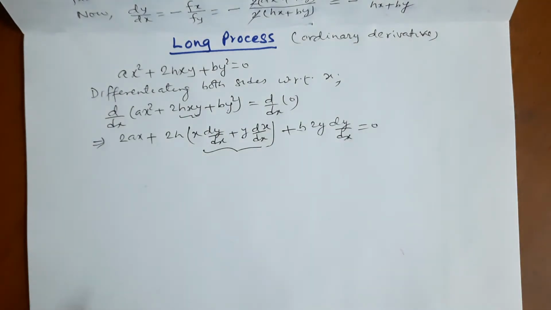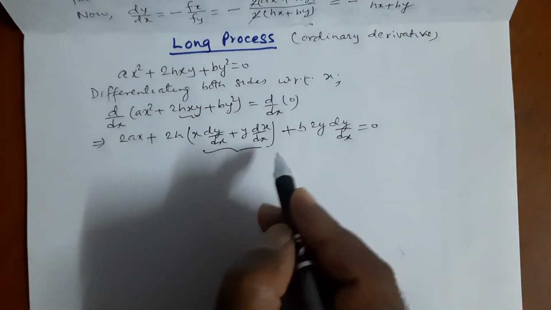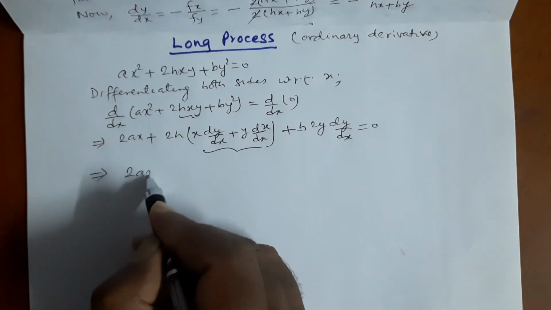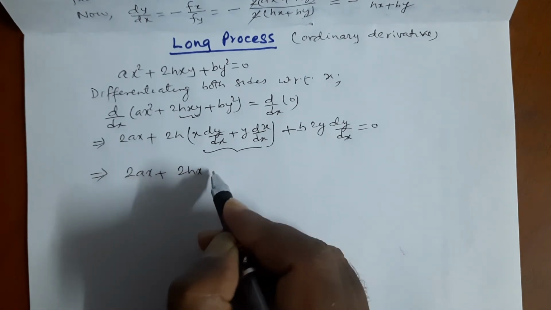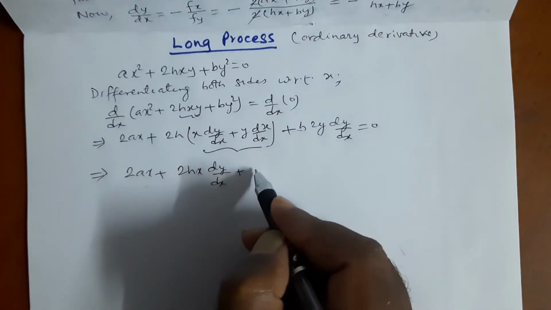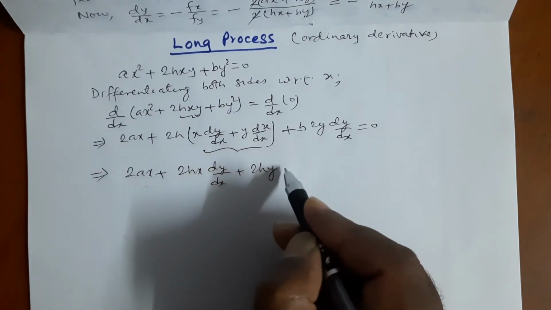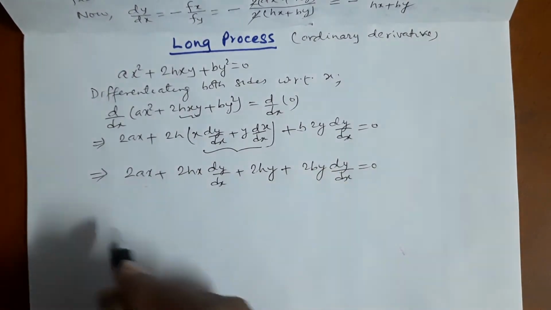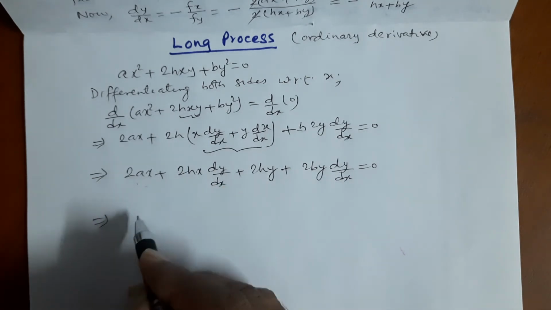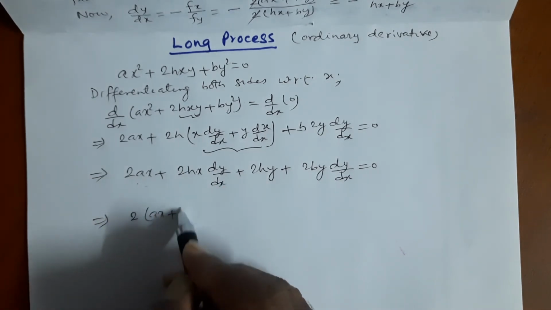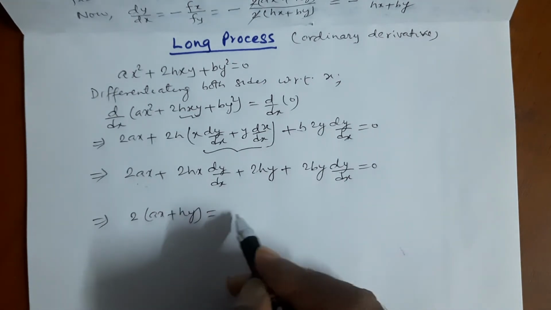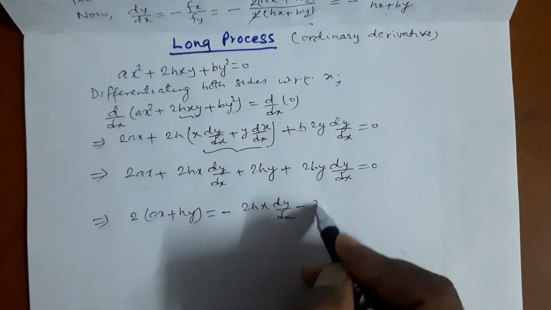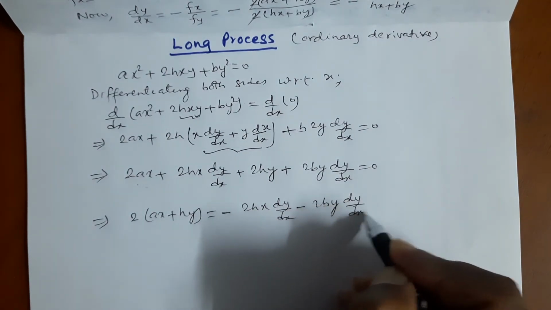Okay, so this long process is done by using the ordinary derivative. Using the ordinary derivative, the process will be like this. Here you have to use the product rule, and now 2ax plus 2hx dy over dx plus 2hy dx over dx, that will be 1, plus 2by dy over dx equals 0. Now from these, 2 is common, ax plus hy, and this will go to the right side, minus 2hx dy over dx minus 2by dy over dx.